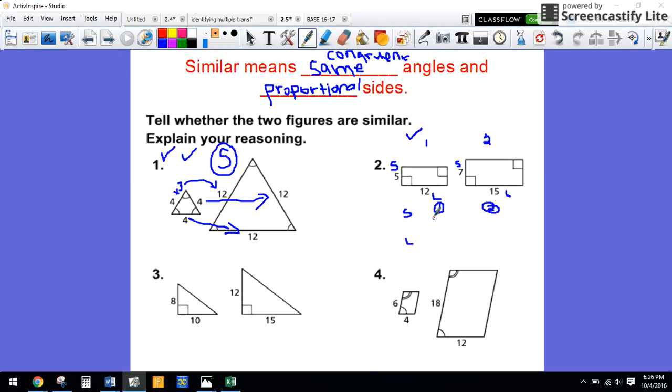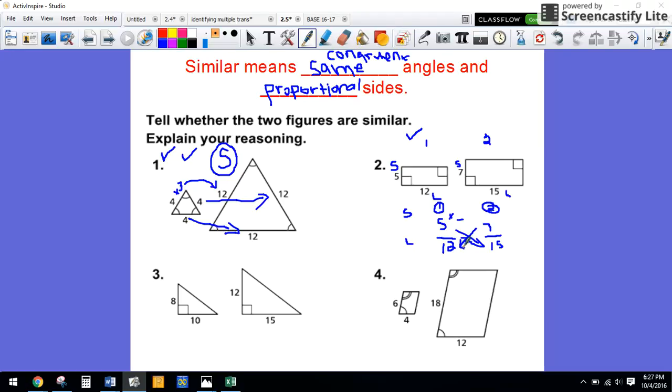So my short side on triangle 1 was 5. And my long side was 12. Okay, my short side on triangle 2 was 7, and my long side was 15. So because I can't tell what my scale factor is, I don't know what to multiply by, what I'm going to do is I'm going to cross multiply.